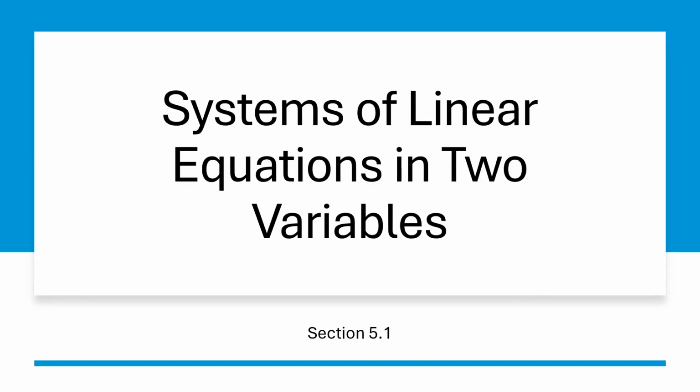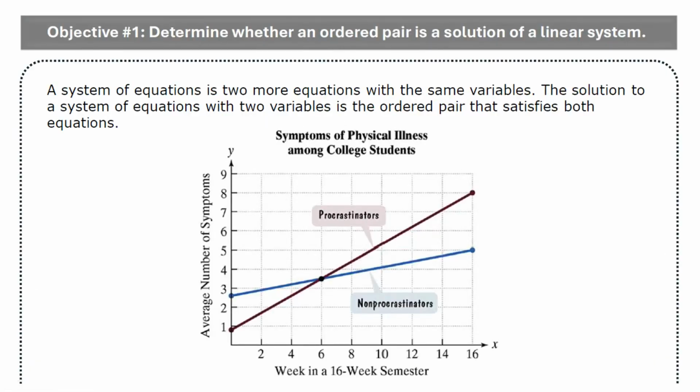Welcome to section 5.1, Systems of Linear Equations in Two Variables. Objective number 1, determine whether an ordered pair is a solution of a linear system.